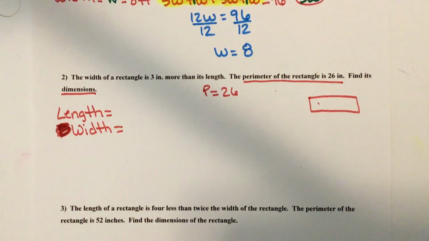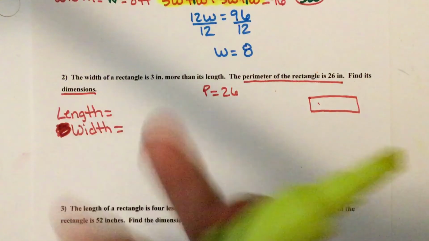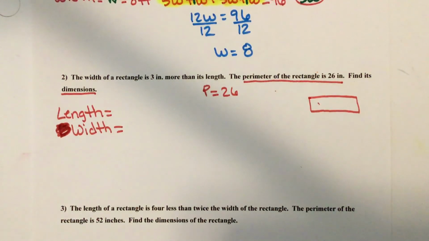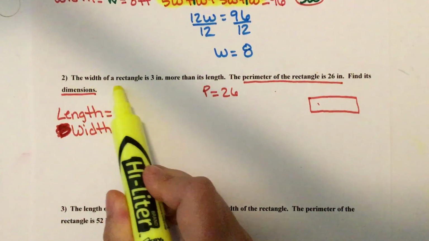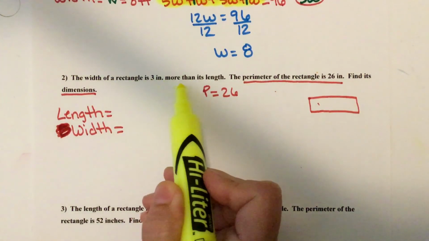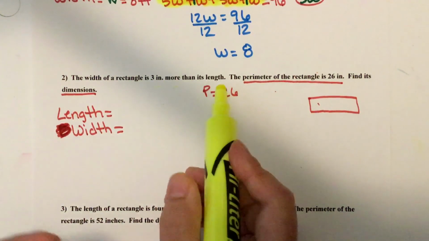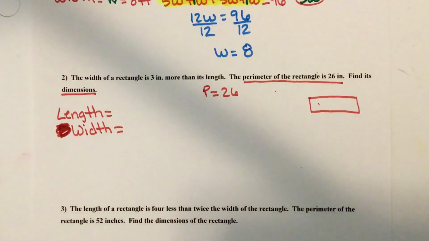Okay, so this first sentence here is one that's a little bit tricky for students. The width of a rectangle is 3 inches more than its length. Okay, first I'm going to figure out who's not described. Is it length or is it width? The width of a rectangle is 3 inches more than its length.